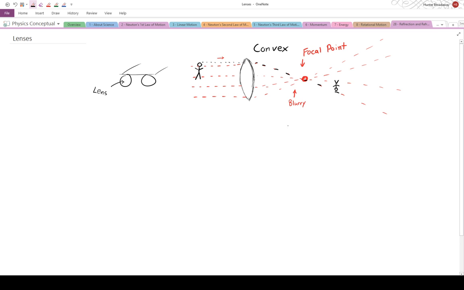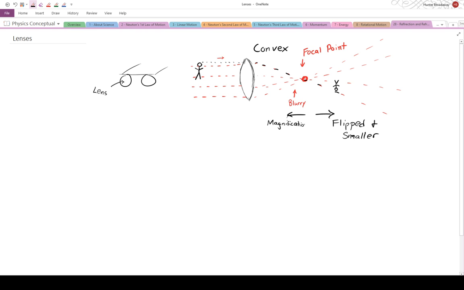And if you look at something in front of the focal point, it will actually appear magnified. If you move to the left of this, the image will be flipped and smaller. And if you go on this side of the focal point, blurriness usually occurs. Unless you've got a really good lens, you will get magnification. It will look larger. The image on the other side will look larger.